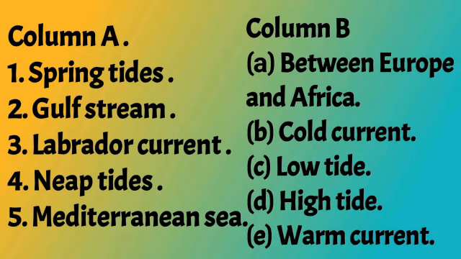Match the following. Column A. 1. Spring tides. 2. Gulf Stream. 3. Labrador Current. 4. Neap tides. 5. Mediterranean Sea. Column B. A. Between Europe and Africa. B. Cold current. C. Low tide. D. High tide. A. Warm current.